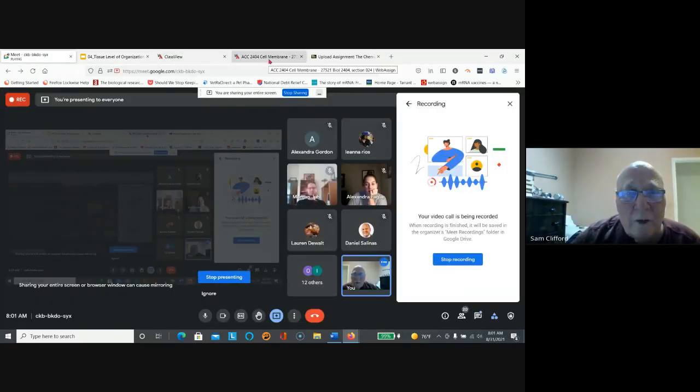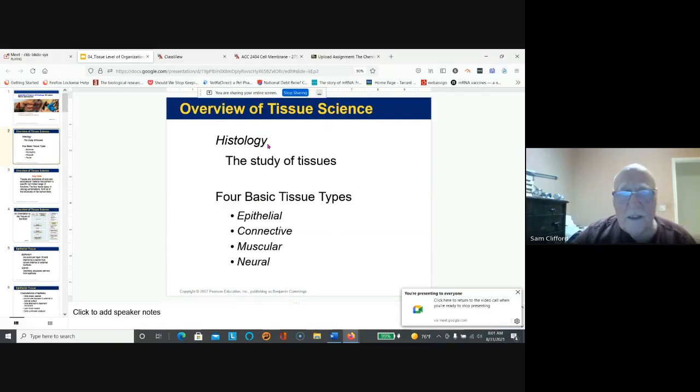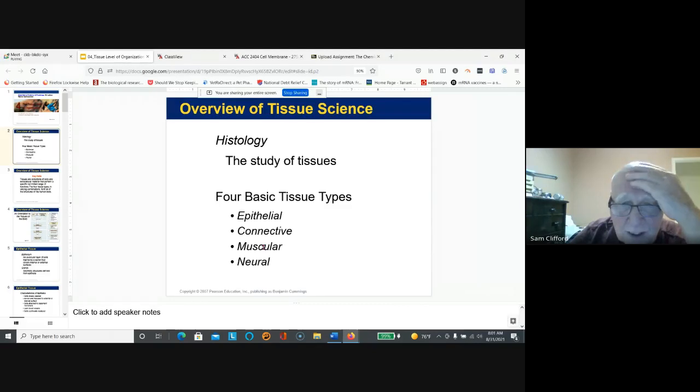So we're going to move ahead and go to the tissue level of organization. There are four types of tissues. Skin, linings of blood vessels, linings of the lung, connective tissue like cartilage, muscular tissue like the biceps and the triceps and the rectus abdominis and those muscles that we'll get into, and nerves.